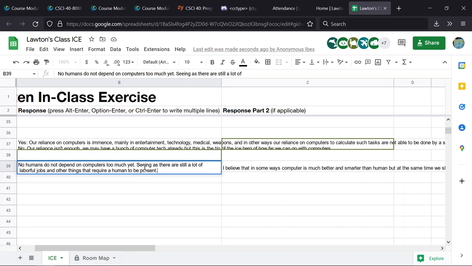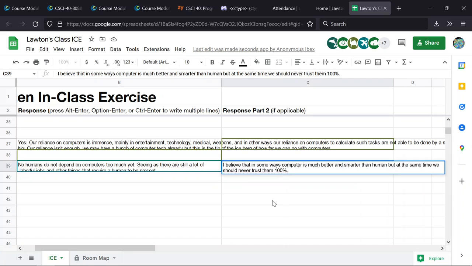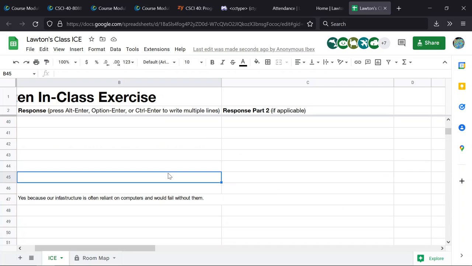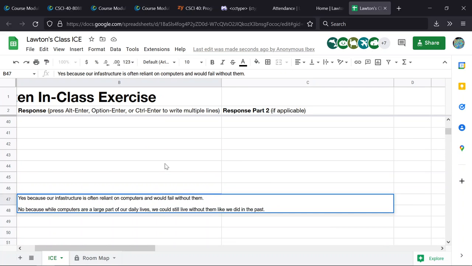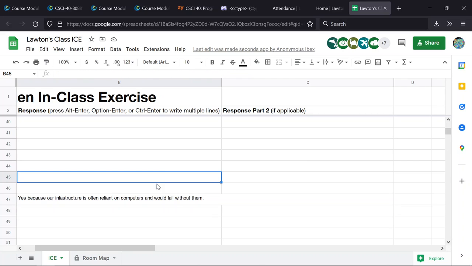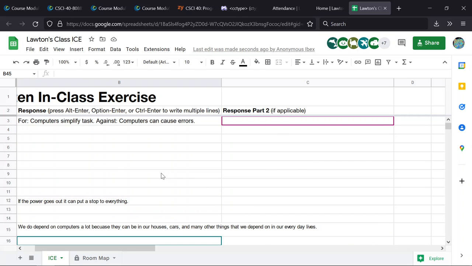A lot of laborious jobs, other things that still require humans exist. A lot of professions, for example. Maybe one day that'll change. It's always like trust, but make sure that it's working. Write a proof, run it through an analysis to show that your program's correct. I like these ideas. Our infrastructure is relying on computers. If a meteor hit the internet or something somehow, we could still live, right? We'd still find a way to make things work. But I think our life is a bit easier because we have computers.